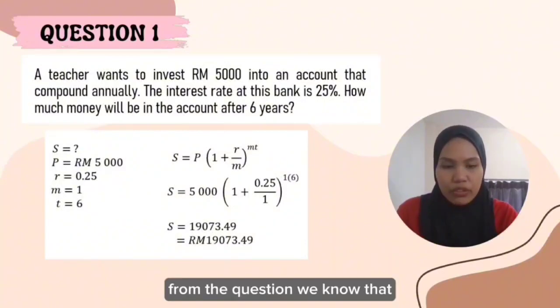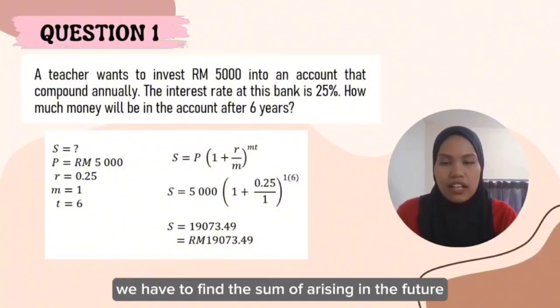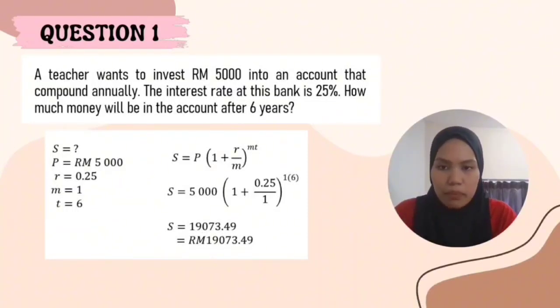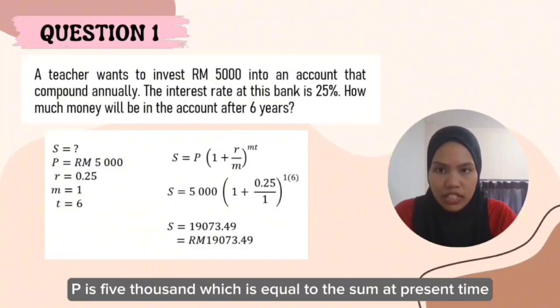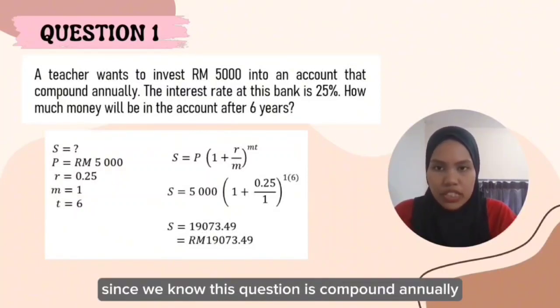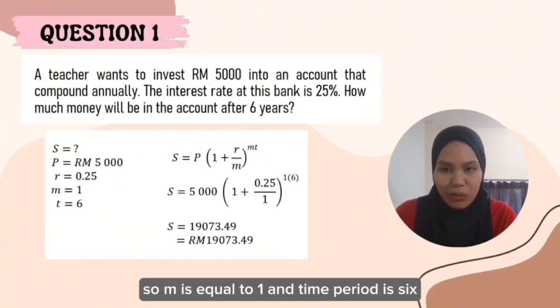From the question, we know that we have to find the sum arising in the future. First, we have to write out all the information. P is 5,000, which is the sum at the present time. R is equal to 0.25. Since this question is compounded annually, M is equal to 1 and the time period T is equal to 6.